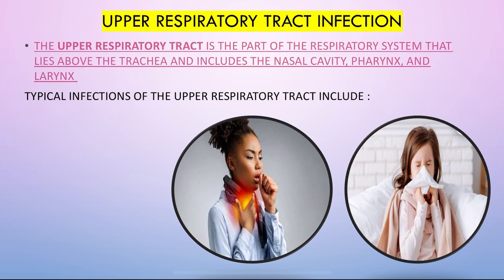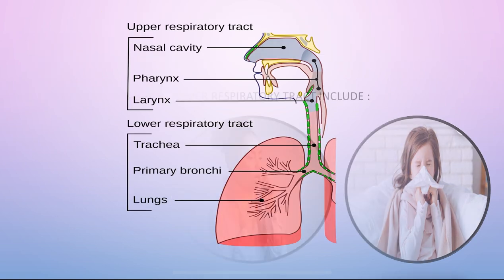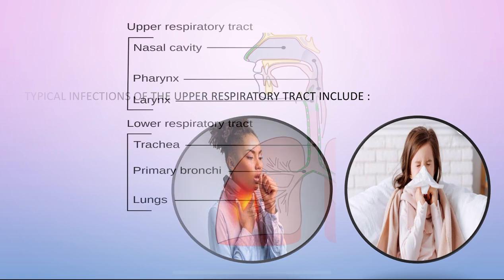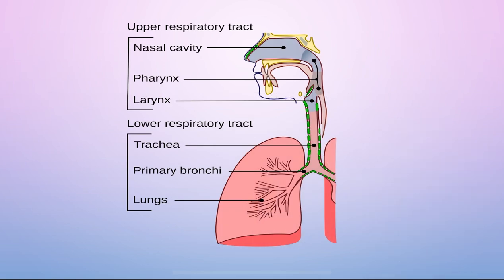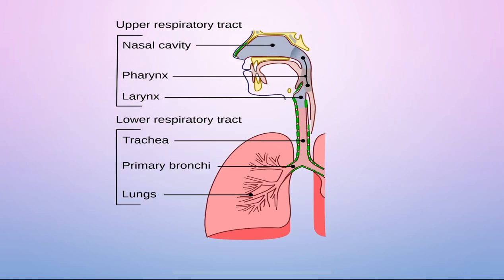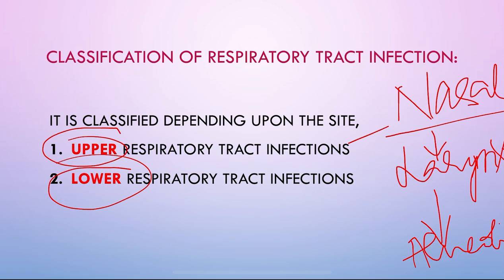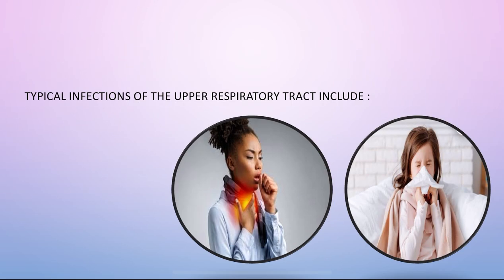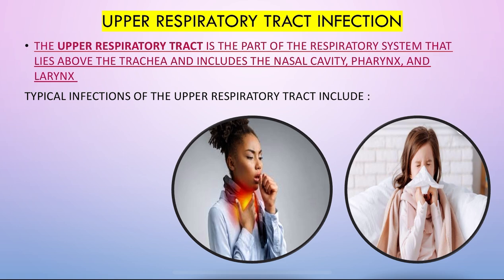Now we are going to discuss further the upper respiratory tract infection. I have just put a slide where you can clearly remember the differentiation between the two, the classification. Clear? We'll just have a quick look at the classification, upper and lower. So now we are going to start discussing the upper respiratory tract infection. The typical infections of the upper respiratory tract we will discuss in the next slide.